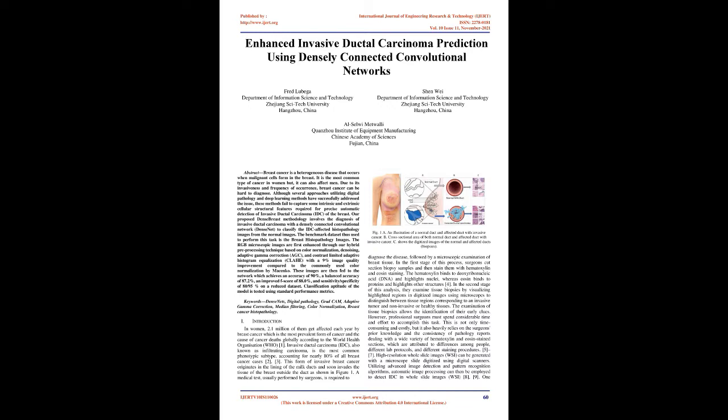The RGB microscopic images are first enhanced through our hybrid pre-processing technique based on color normalization, denoising, adaptive gamma correction, AGC, and contrast-limited adaptive histogram equalization, CLAHE, with a 9% image quality improvement compared to the commonly used color normalization by Macenko. These images are then fed to the network, which achieves an accuracy of 90%, a balanced accuracy of 87.2%, an improved F-score of 88%, and sensitivity/specificity of 80/95% on a reduced data set. Classification aptitude of the model is tested using standard performance metrics.